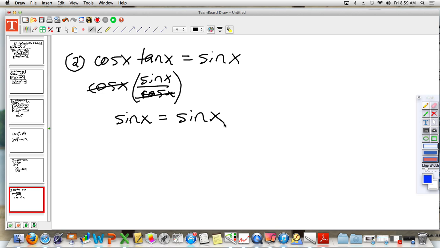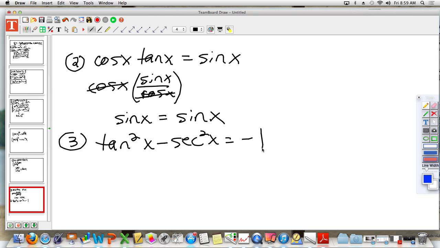Let's go over number 3, and I got 1 minute. Hang in there, you guys. We got tangent squared of x minus the secant squared of x is equal to, we got to try to make it look like -1. Go to your notes that you guys just took. What does secant squared of x mean? Secant squared means 1 plus the tangent squared. That's right on your pink paper too.